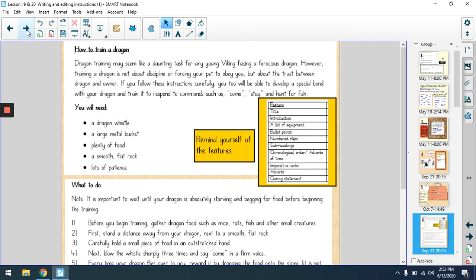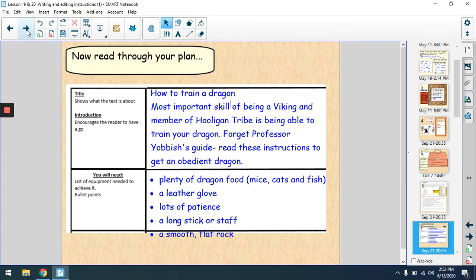You could always take a highlighter and highlight any HQV, for example, daunting task, ferocious dragon, and just to remind yourself of how the instructions are set out and what the features are. I would then spend time reading through the whole of your plan. I'd read through all of it once, and then when you come to write each section, reread that section. So you're now ready to start writing your instructions.